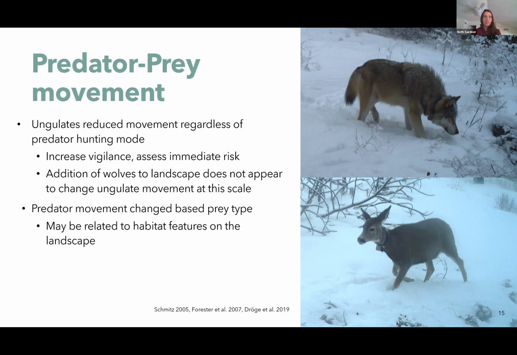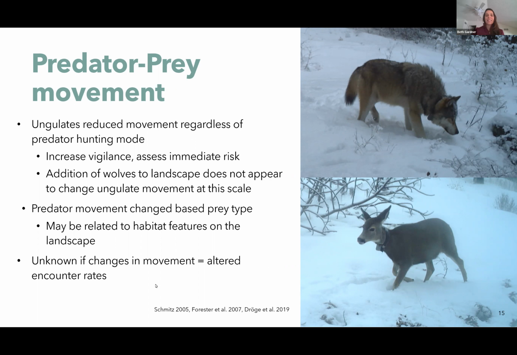So we can go back and think about the different habitat features related to the different prey. As you saw there, mule deer and elk and white-tailed deer were in the different study areas. So there could be habitat features that are also motivating that. And it could also just be due to a more generalist predator movement.